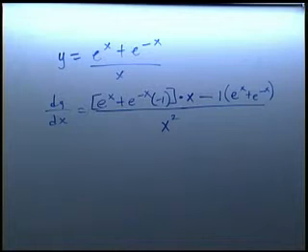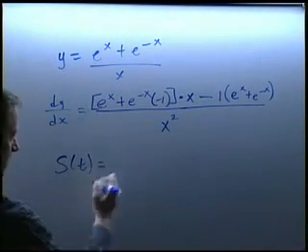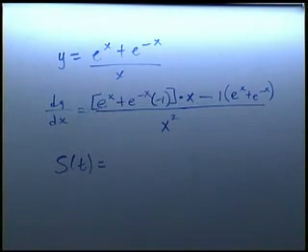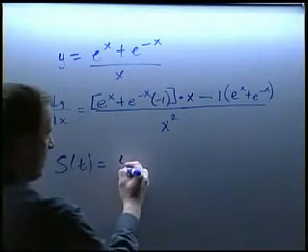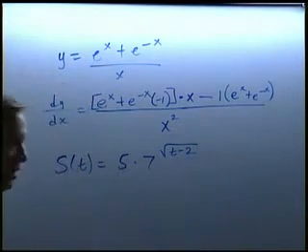All right, so there's one with quotient rule. Okay, what if we've got this one right here? S of t equals 5 times 7 raised to the square root of t minus 2.